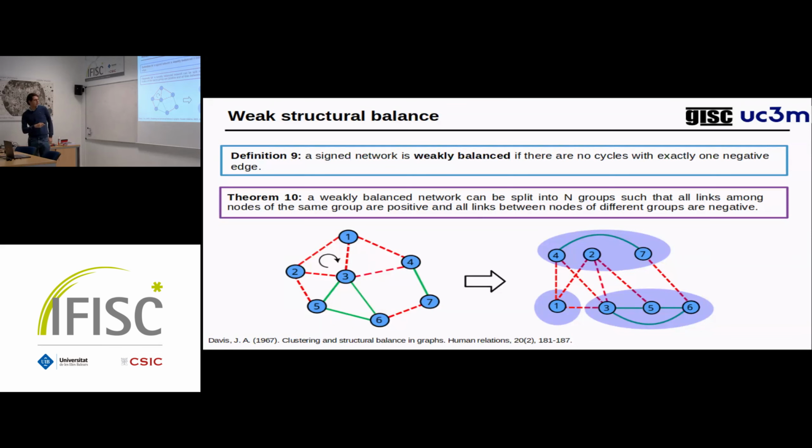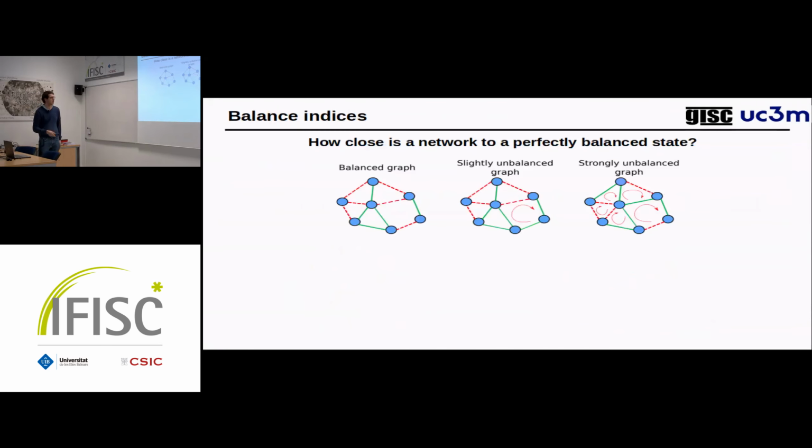And we have an analog of Harary's theorem, which says that a weakly balanced network can be split into k balanced factions such that positive edges are within factions and negative edges are between factions. So the difference is that now, instead of 2, we have a number k larger than 2. This is very useful for machine learning people because typically you expect to find more than 2 groups in your data.